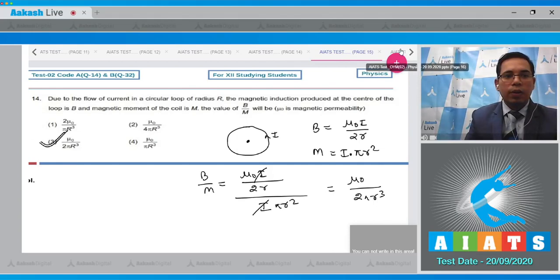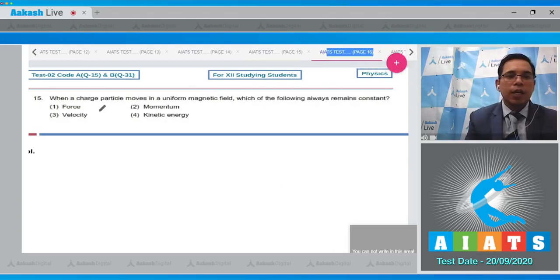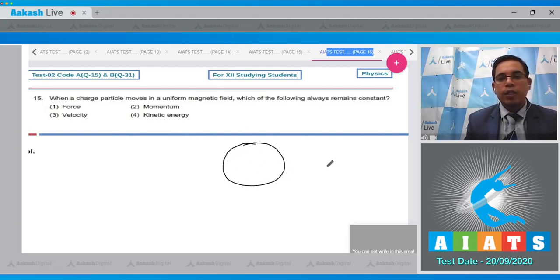Now move to question number 15, which states that when a charged particle moves in a uniform magnetic field, which one of the following always remains constant? Force, momentum, velocity and kinetic energy. Now dear student, we know that if a charged particle is moving in a magnetic field, then it may follow a circular path, straight line path or helical path. Now in all the situations, kinetic energy does not change because magnetic force does not do any work on a particle. Hence option number 4 will be the correct answer. Now move to question number 16.